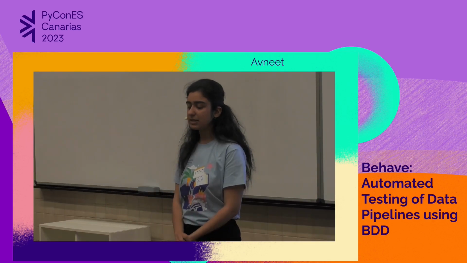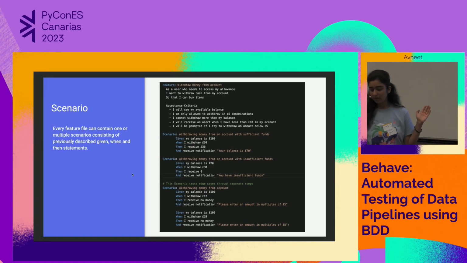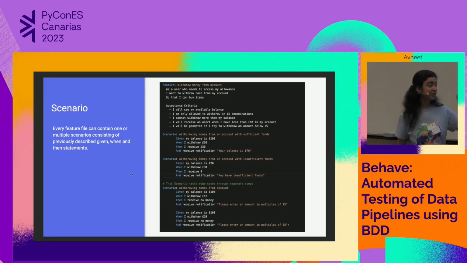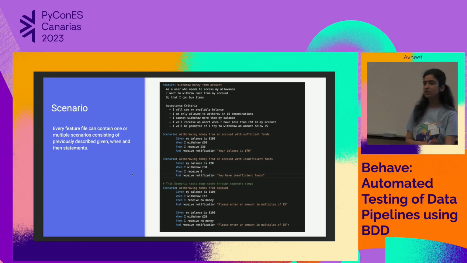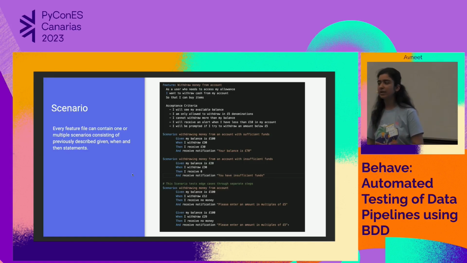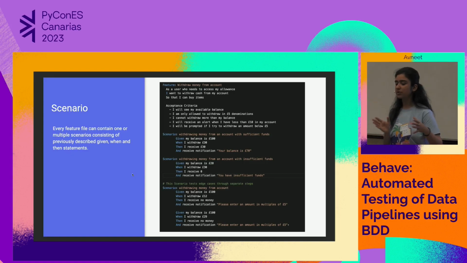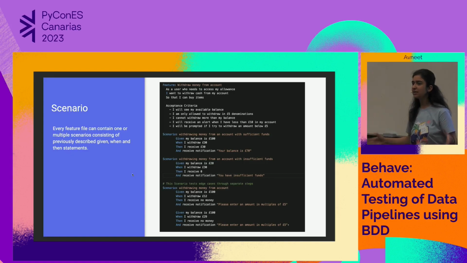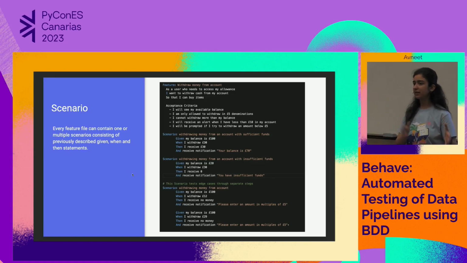Then a scenario, again following the earlier example. Each feature file can have one or multiple scenarios. In this one, as we can see, there are 3 scenarios, and it can go up to endless scenarios, as many as you want. But it is always recommended that you break down your feature and your scenarios, and split it up across multiple feature files, so as to be more granular about the kind of test that you're writing, and also isolate it from all the other tests.